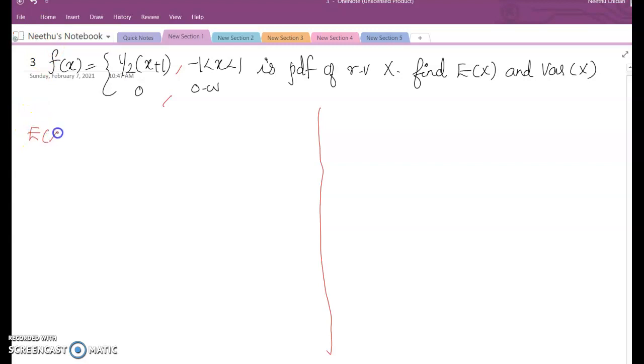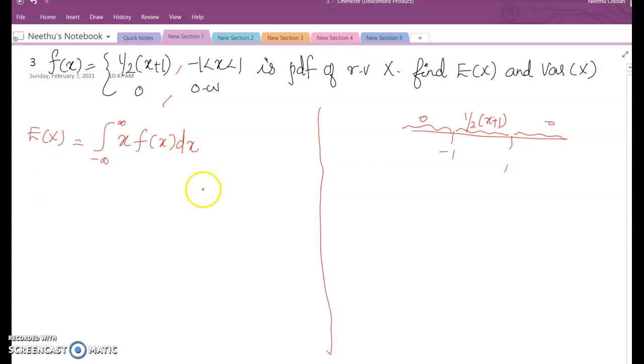Since f of x equal to this, minus 1 less than x less than 1, therefore it is clear X is a continuous random variable. Therefore E of x equal to integral minus infinity to infinity x into f of x dx. Look here, how is the function defined? Between minus 1 to 1 the function value is 1 by 2 into x plus 1 in this region, otherwise it is 0. So in this region 0, in this region 0.